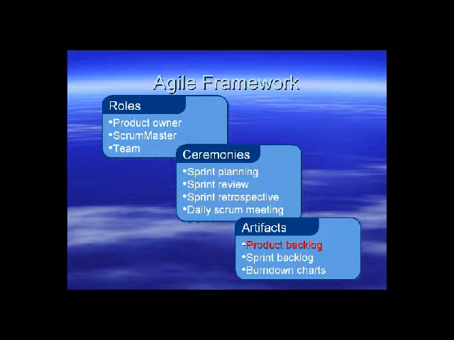The artifacts are the product backlog, the work that has yet to be completed for the entire product, the sprint backlog, which is the work yet to be completed for that 2 to 4 week time-boxed sprint, and burn down charts, which provide upper management with visibility on how the software development is going.